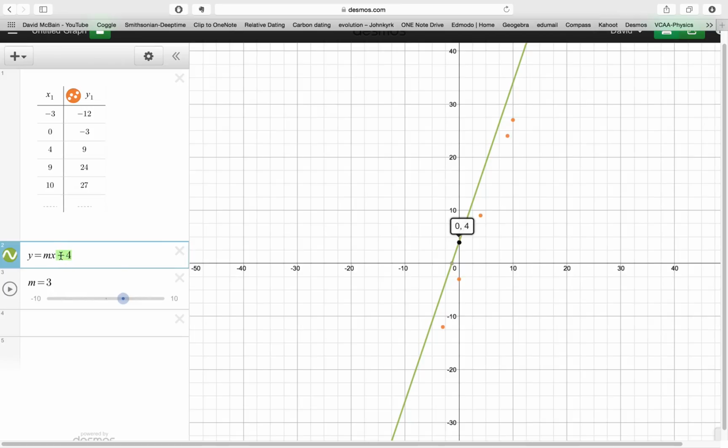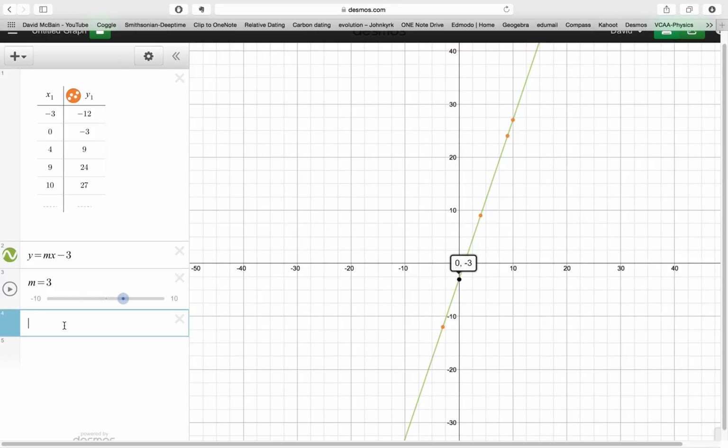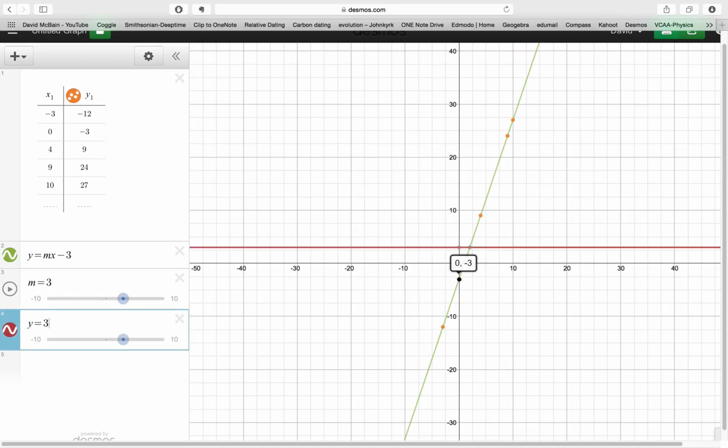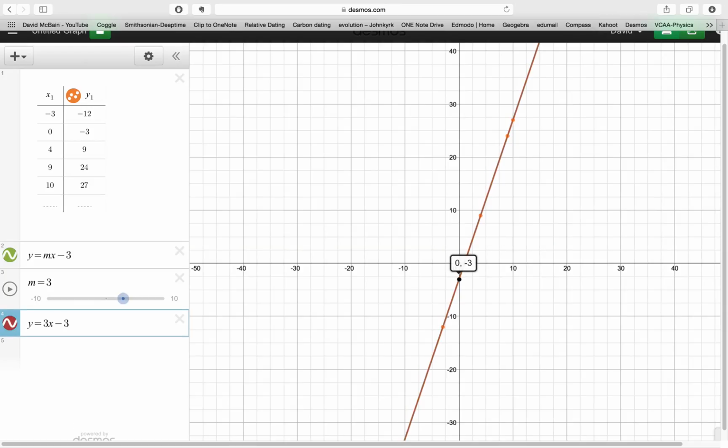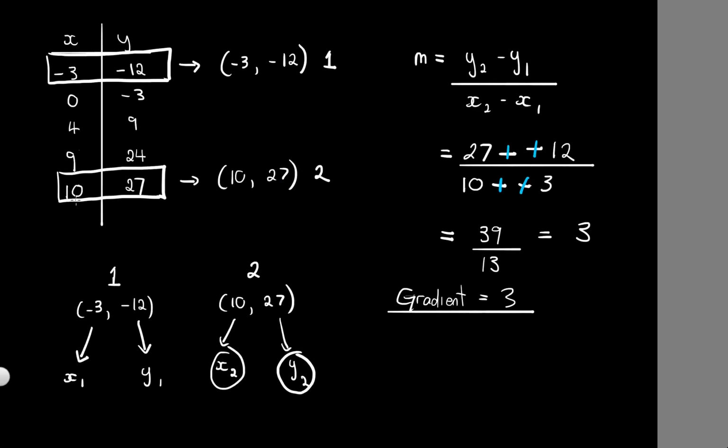So it looks like it's cutting at a minus value. Let's try -2. Oh, not quite. Let's try -3. Well, what do you know? That's done it. So we can now see that the rule is y equals 3x minus 3. And there it is. And all we needed to do, the hardest part was working out the gradient from our table of values.